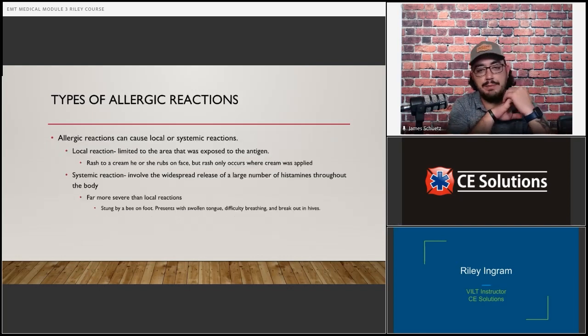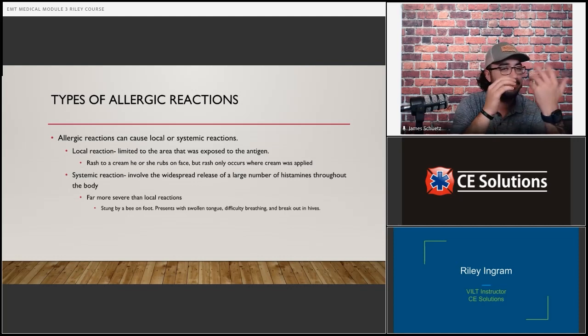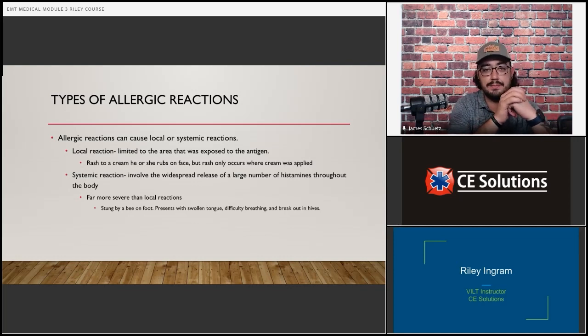All right, so your different types of allergic reactions. They can cause local or systemic reactions. Your local reactions are going to be limited to the area that is exposed to the antigen. So like grass, right? I'm allergic to grass, or I'm allergic to hand sanitizer, or some type of chemical in the hand sanitizer. I use the hand sanitizer and my hands turn red and they're itchy. Okay, but that's it. All right, so that's local.